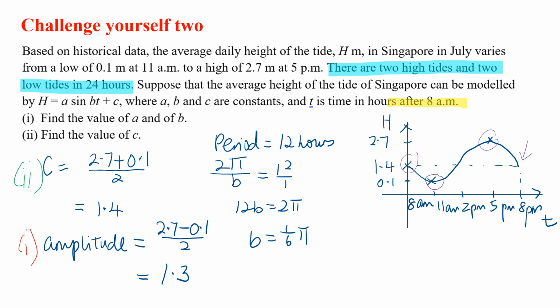So you join them up, and then you must end at 8 p.m., because 8 a.m. to 8 p.m. is 12 hours. So it ends at 8 p.m. at 1.4. From the curve, you can see that it's an inverted sine curve. So therefore, your A is negative 1.3. The amplitude is 1.3, so A is equal to negative 1.3.